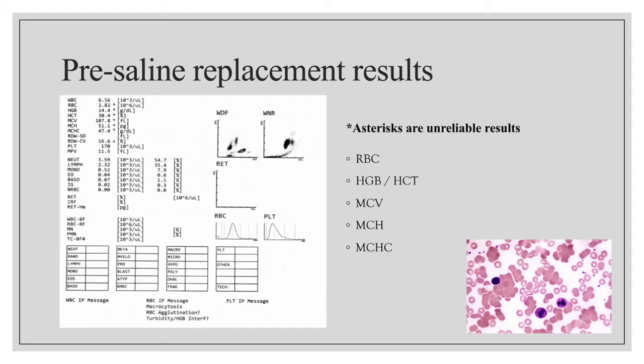The pre-saline replacement results will look something like this. Next to some of the indices there's an asterisk. This is a flag letting you know that these results are unreliable and should not be resulted without further examination. The bottom of the page lists a few error messages such as macrocytosis and RBC agglutination, and upon examination of the blood smear, you can see that the red cells are forming large clumps. These flags indicate that you would need to perform a saline replacement to get accurate results.